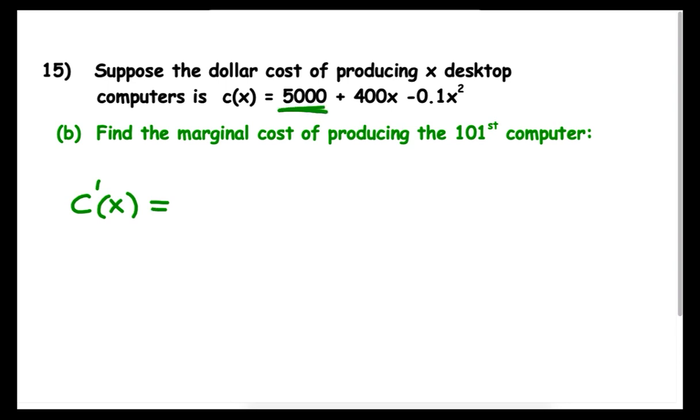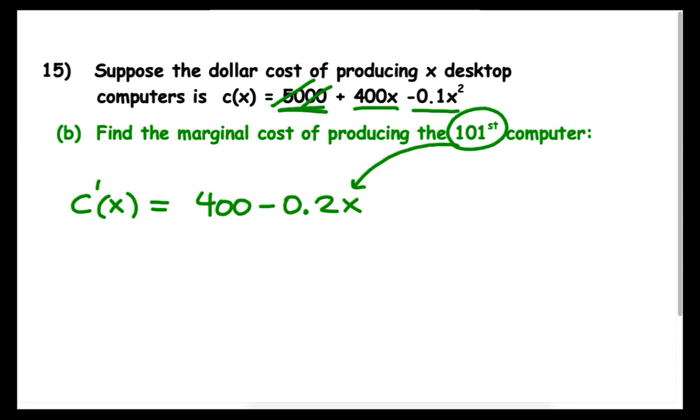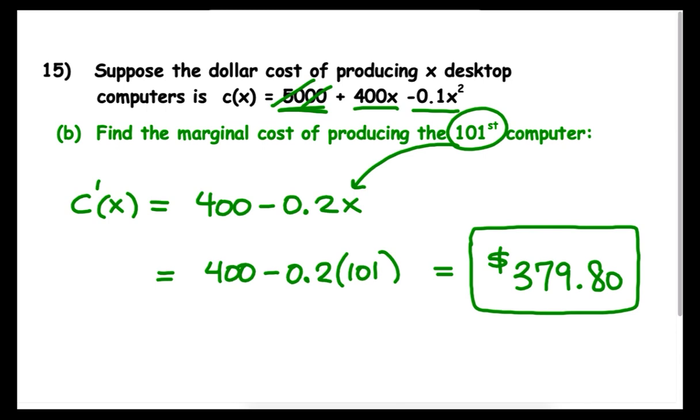What's the derivative of 5,000? Well, it's 0. It's gone. And doesn't that make sense? I mean, your electric bill's paid. Your workers are paid. That's not going to matter. The derivative here, though, will matter. That's 400. And the derivative here is going to be negative 0.2 x to the first. All you have to do now is take the 101, plug it in. And that's going to come out to $379.80. So you can see that now that we're an efficient machine, we can start making computers a little cheaper.